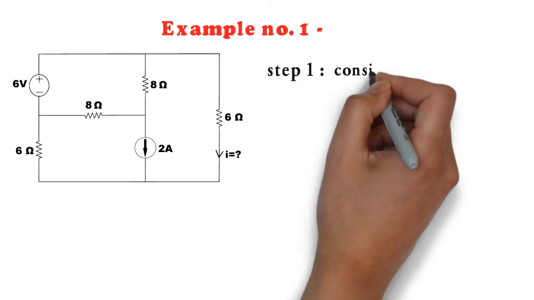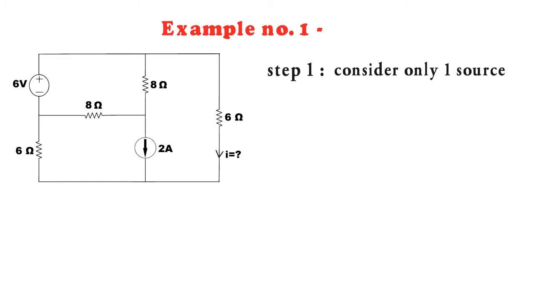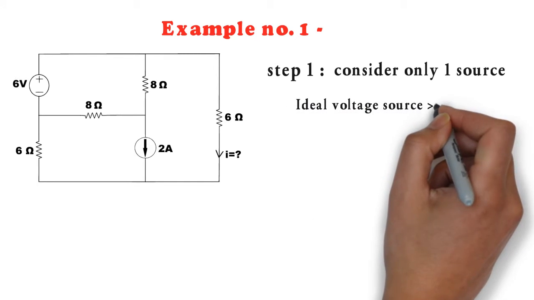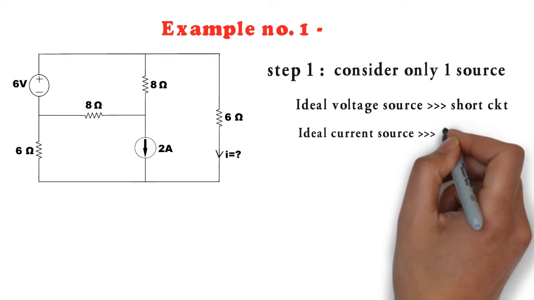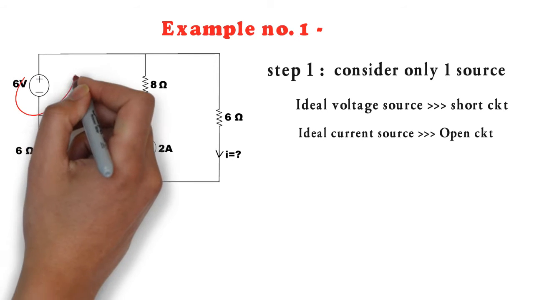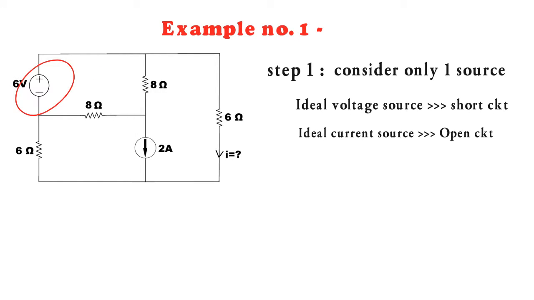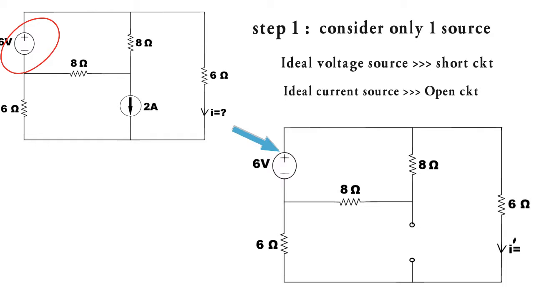So for this, our first step would be considering only one source at a time, and we will replace an ideal voltage source by a short circuit and any ideal current source by an open circuit. So if we consider only this voltage source here, then the current source will become open circuit. So our new circuit will look like this. Here the current source has been replaced by an open circuit.